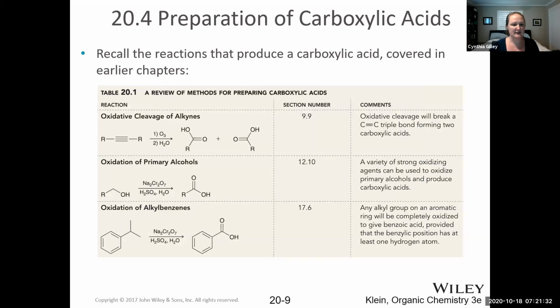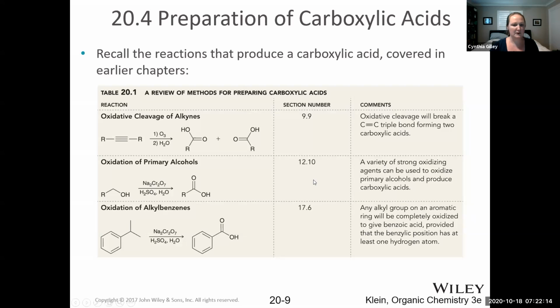Let's review the reactions that have produced carboxylic acids that we've encountered prior to this chapter. In chapter 9, we saw that we can do ozonolysis on alkynes, and we end up cleaving the carbon-carbon triple bond and getting carboxylic acids. If these two R groups are identical, there would only be one product, and that would be ideal. In addition, if this was a terminal alkyne, then we would only get one carboxylic acid and a molecule of carbon dioxide. We can also oxidize primary alcohols to a carboxylic acid.